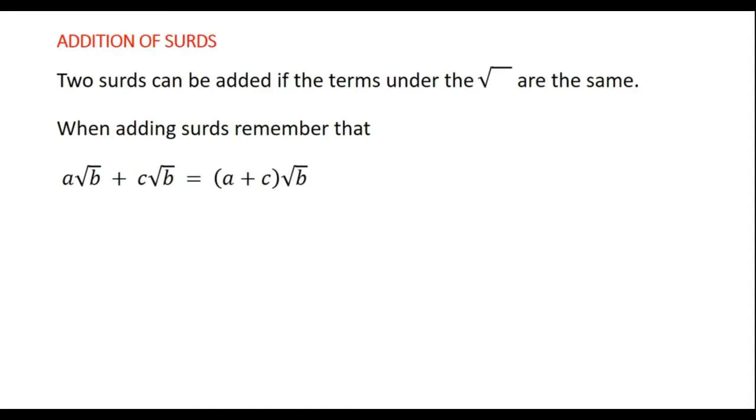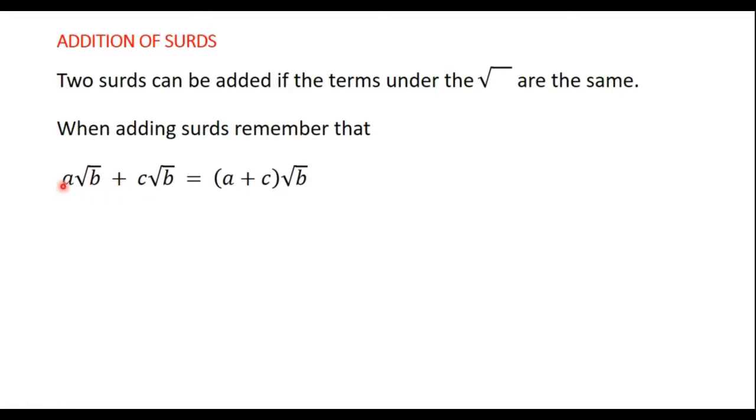So, addition of surds. When adding surds, remember that two surds can only be added if the terms under the square root sign are the same. So before you can add two surds, you must make sure that the numbers under the square root sign are the same. For example, if you are adding the surd a square root of b to c square root of b, you can see from here that the terms under the square root sign are the same. So here we have square root of b, here also we have square root of b. Now if you have this, then you can go ahead and add the surd.